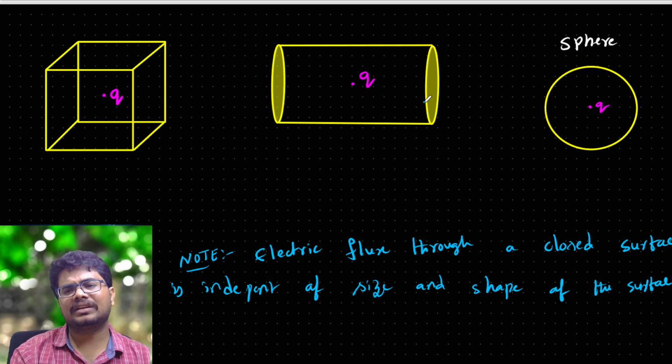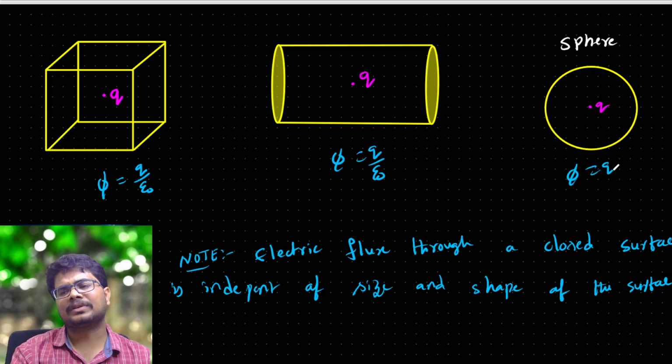They have given 3 different surfaces: this is a cube, this is a cylinder, and this is a sphere, with a charge. They ask for the flux through each body. Here the charge enclosed is Q. So the flux due to Q is Q by epsilon naught. It does not depend on the dimensions of the body, as we concluded earlier. Through the cylinder, with charge Q substituted, the flux is Q by epsilon naught. For the sphere also, the flux is Q by epsilon naught. So the flux through all the surfaces is the same. It is independent of shape and size.